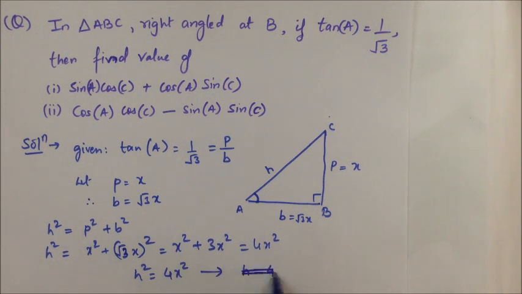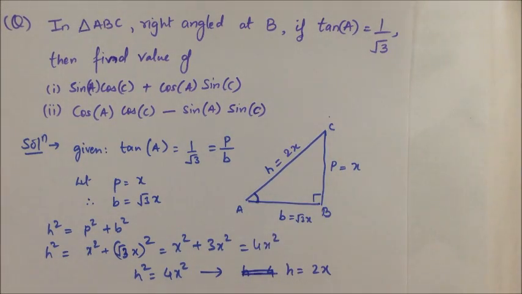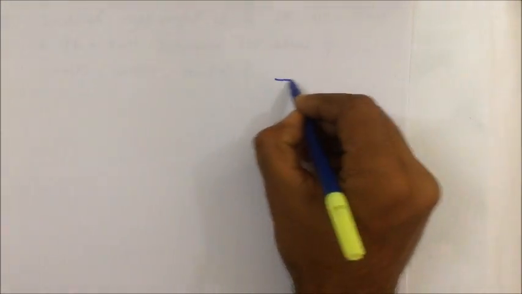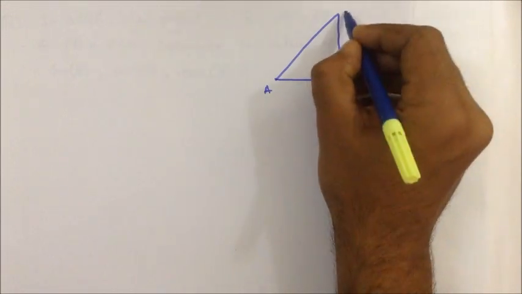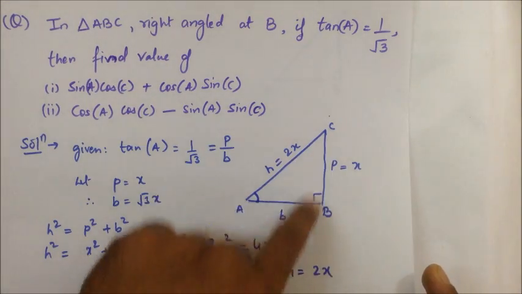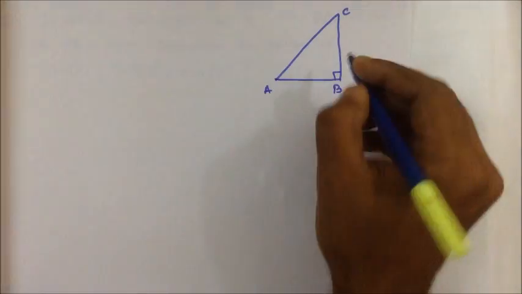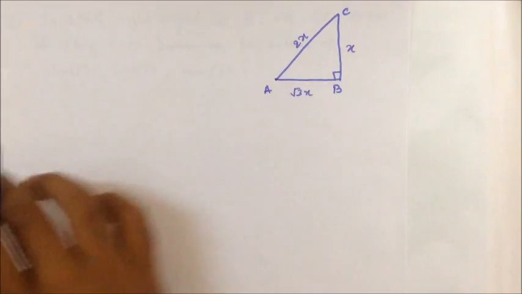So h square is equal to 4x square, and that gives h is equal to 2x, because under root of 4 is 2 and under root of x square is x. Therefore the hypotenuse is equal to 2x. So primarily I have first found out the three sides of the triangle ABC. I'll draw this diagram once again. We have this triangle ABC right angled at B. If I refer back, P was x, this side BC was x, AB was root 3x. So this was x, this was root 3x, and we calculated the hypotenuse as 2x.